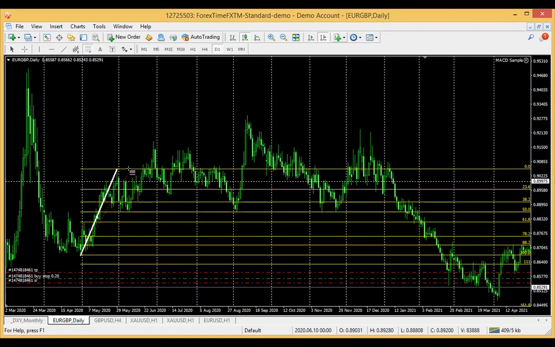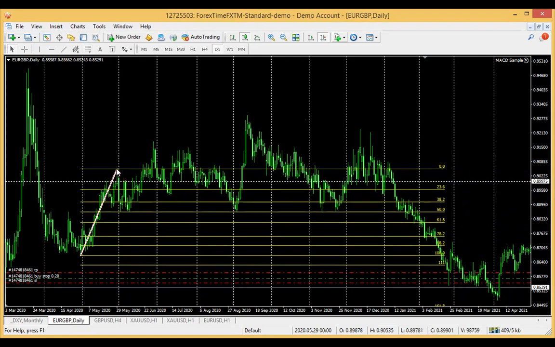Okay, now I will draw my Fibonacci. This is my Fibonacci. I will connect it from my bottom to my top. So now with the help of my Fibonacci, I was able to say, okay, this is Fibonacci 50.0. I think that if this price pulls down to 50.0 Fibonacci, it will start rising up.